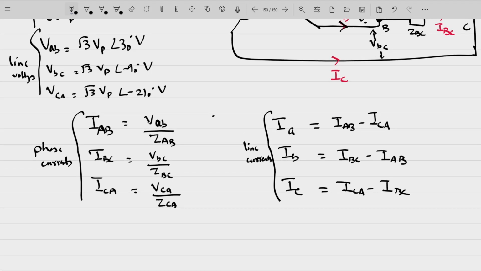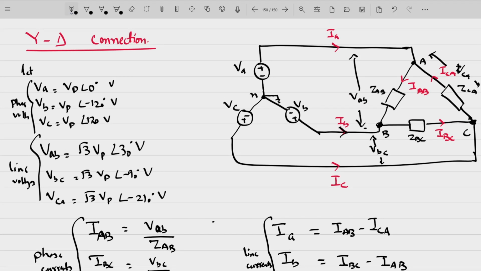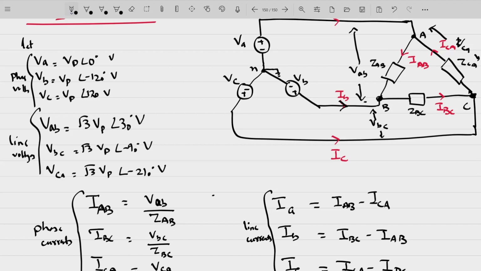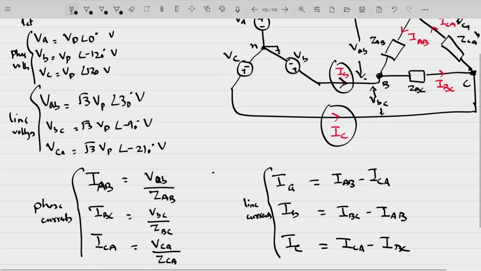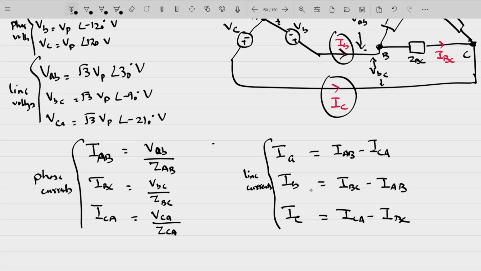So once you know ZAB, ZBC, and ZCA, you can find out the phase currents, that's IAB, IBC, and ICA. That's actually the current flowing into a particular load. But this is not actually the current flowing in the transmission lines. The lines will be carrying a different amount of current to this load. And what will those current values be? That will be IA, IB, and IC. So to find out IA, IB, and IC, you can simply apply KCL at these three different nodes A, B, and C. You can find out the three line currents, IA, IB, and IC.